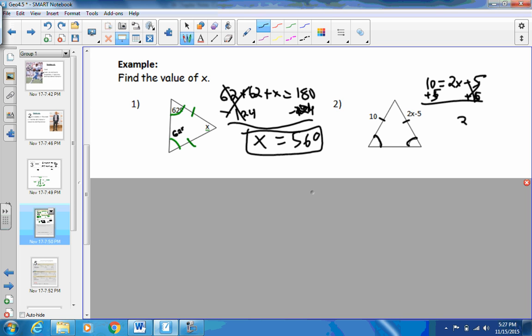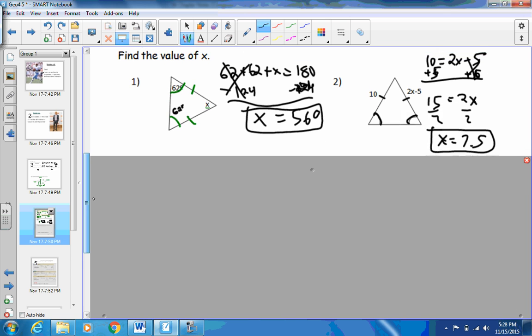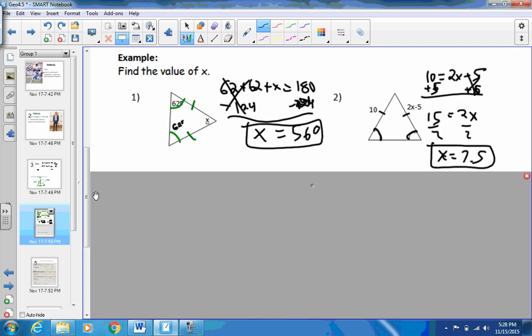So we have 2x left over here, 15 over here. And when you divide both sides by 2, you get x equal to 7.5. All right. So that's just a basic use of both the isosceles triangle theorem and the converse.